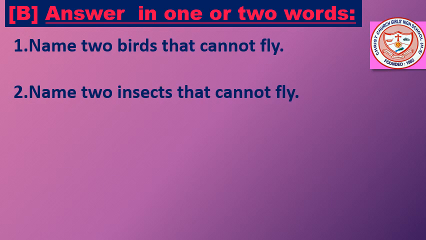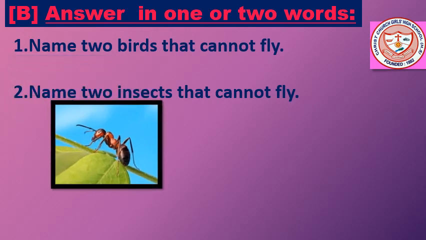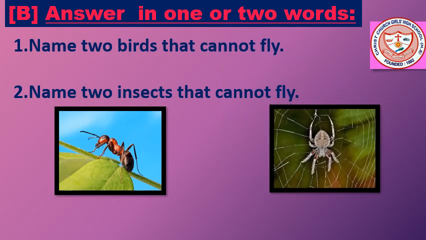Now, question number two. Name two insects that cannot fly. Now, girls, we know all insects have six legs and most have two pairs of wings to fly. But there are some insects like ant and spider, they do not have wings to fly. So the answer will be ant and spider. These insects cannot fly. Okay?